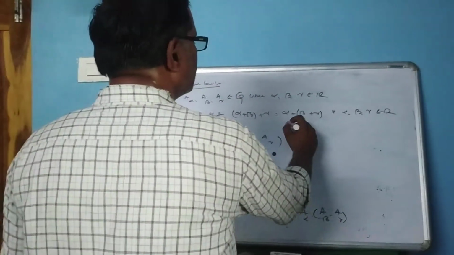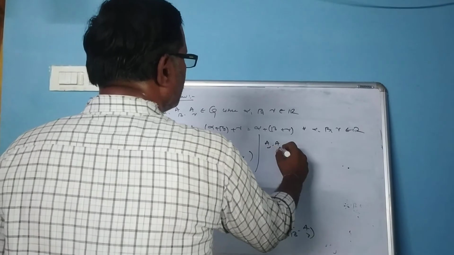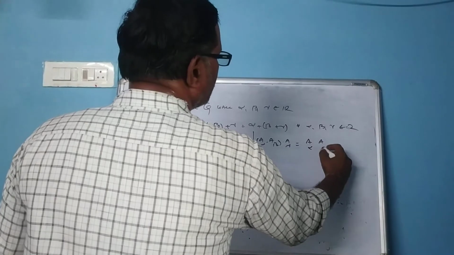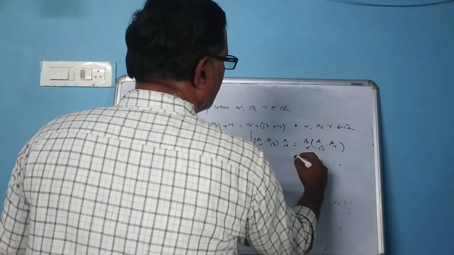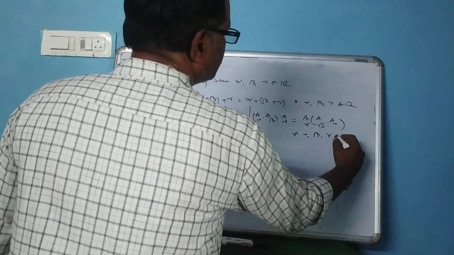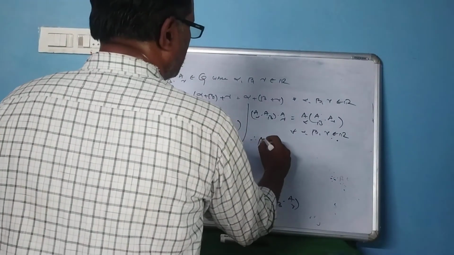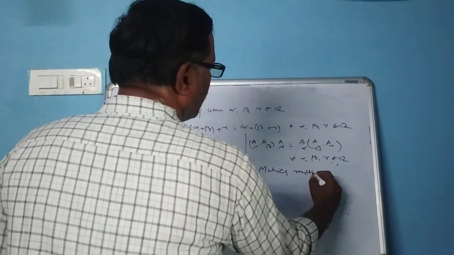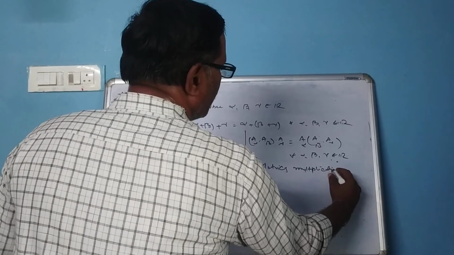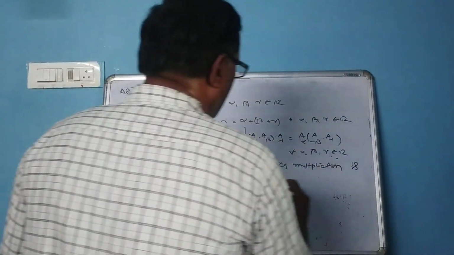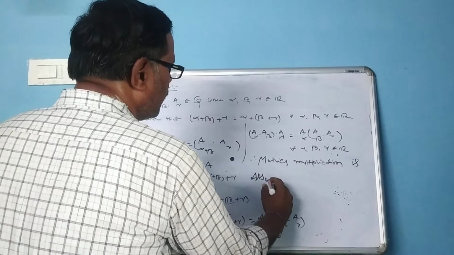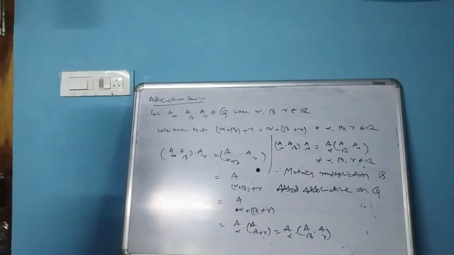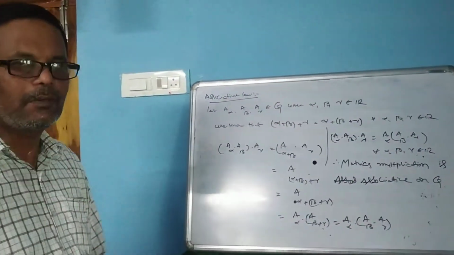Therefore A alpha into A beta into A gamma is equal to A alpha into A beta into A gamma for all alpha, beta, gamma belongs to R. Therefore, matrix multiplication is associative on G. Therefore, G is a semigroup under matrix multiplication.